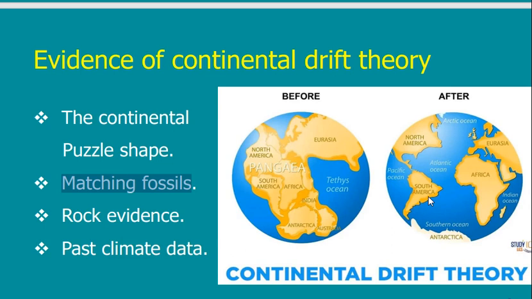But when they split away from each other, some dinosaurs were there and some other dinosaurs were on the other side, and they perished and the bones were there, so it was there and here. So it means that matching fossils is a very good evidence.